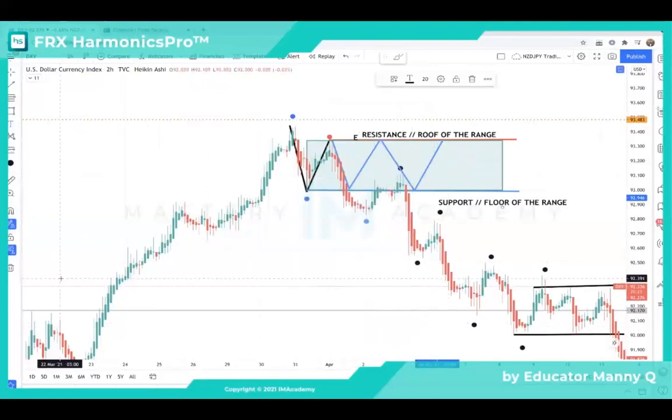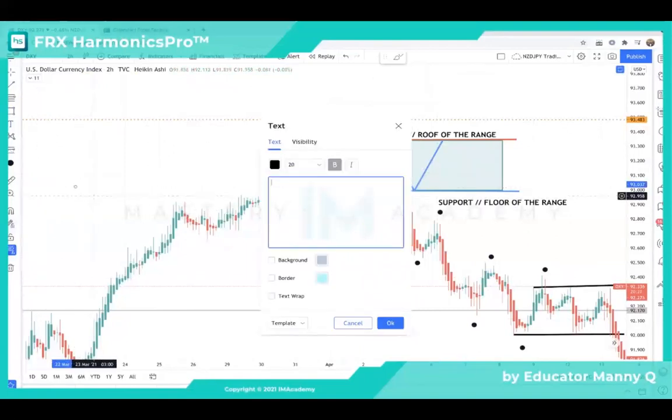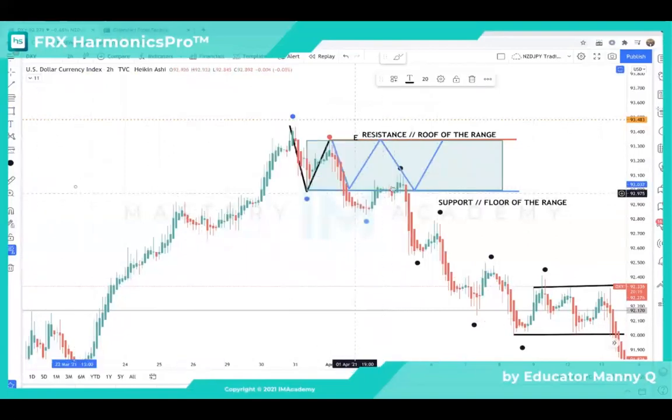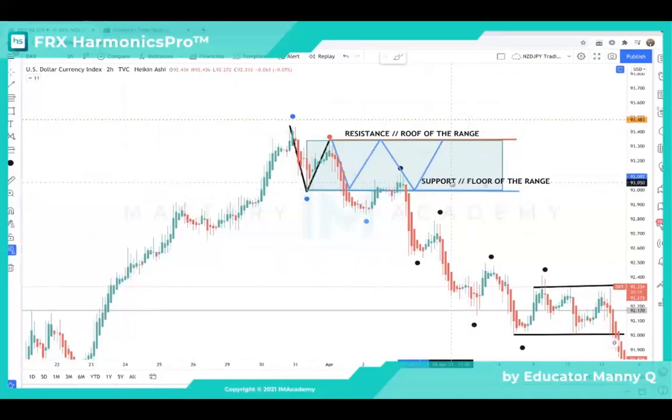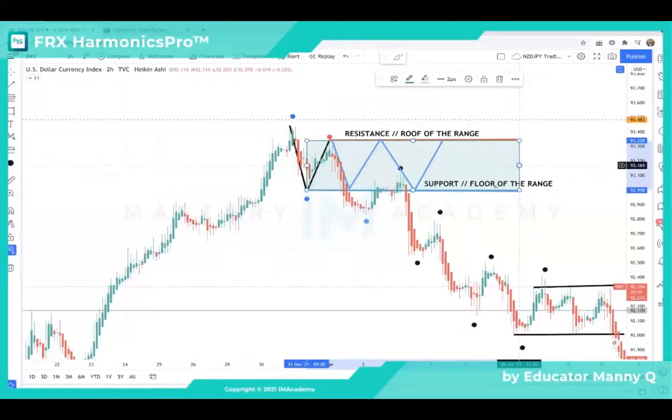All righty? Let me unlock this. Give me 1 second, ladies and gentlemen. I don't want to break the training. I just want to make sure that this is accurate. So this is considered the resistance, which is the top. The support is considered the floor. Okay? And this is how we determine levels of support and resistance.